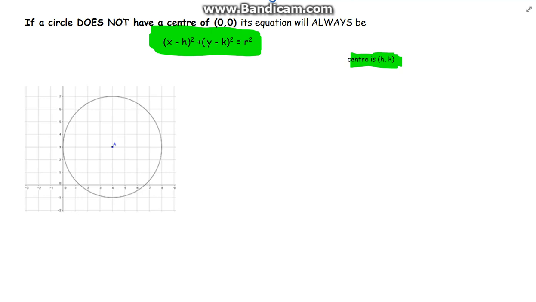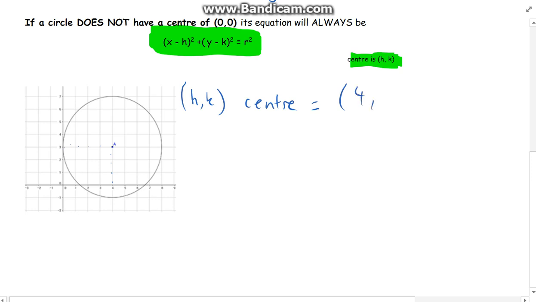So when they ask about equations of a circle, just go to your log tables, look up the circle, and you'll see this formula here. As I said, h and k is my centre. So from looking at my diagram now, I'm going to try to figure out what is my centre. So h, k, and I'll just write centre because we know that h, k is our centre in our formula. On the x-axis it's 4, and on the y-axis it's 3. So that centre is 4, 3.